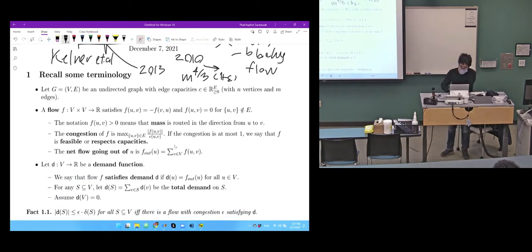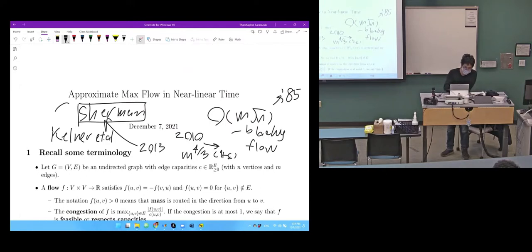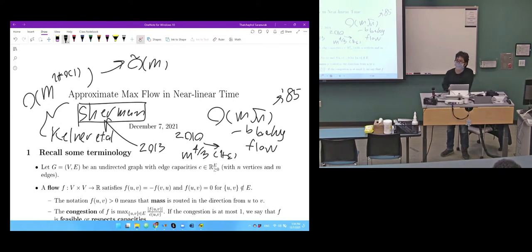So what's the time of both of these? It's nearly linear. Actually, the running time shown in both of the algorithms is this, but it can be improved further to nearly linear. And this is by Peng.